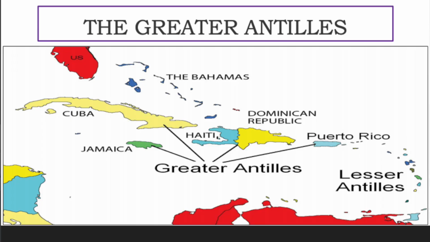So we have the Bahamas up here, by itself, one group. Below the Bahamas, we have those four large northern islands: Cuba, Jamaica, Hispaniola, and Puerto Rico. And we know that Hispaniola is made up of Haiti and the Dominican Republic. So those are the Greater Antilles Islands.